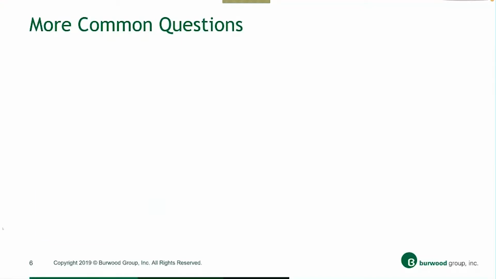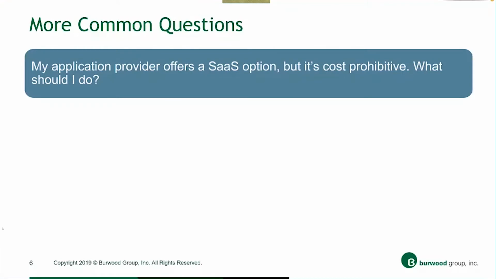Some other common questions we see. My application provider offers a SaaS option, but it's cost prohibitive. What should you do? Couple of ways you can approach that. You can talk to your application provider, see if they're willing to provide you some type of discount to make it less cost prohibitive. You can migrate that current workload in its form into, say, the Azure cloud and continue to run it. Or look at a different provider, see if they're willing to be competitive and offer you similar features at a better price point for you.